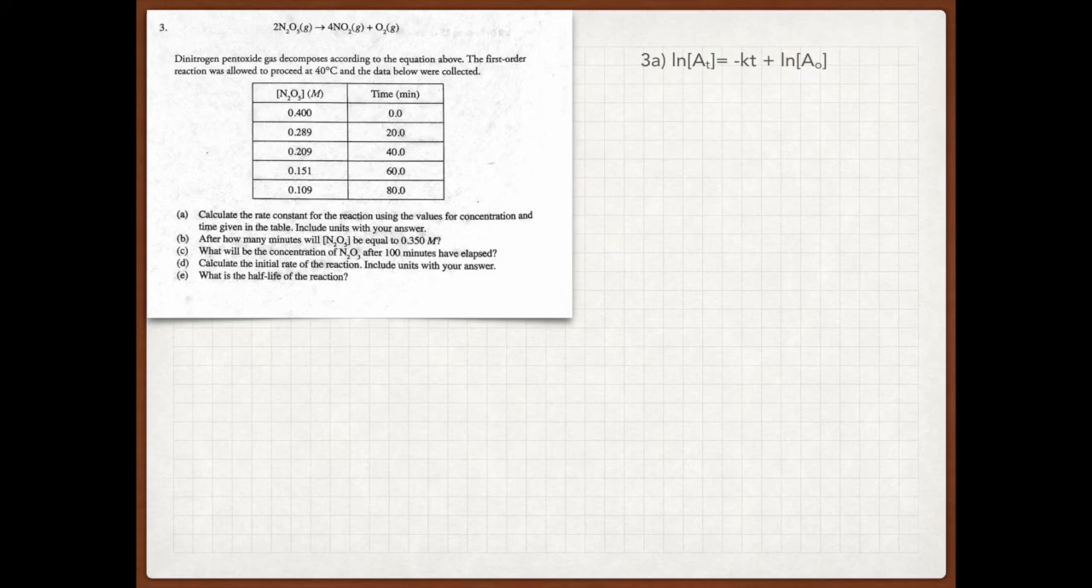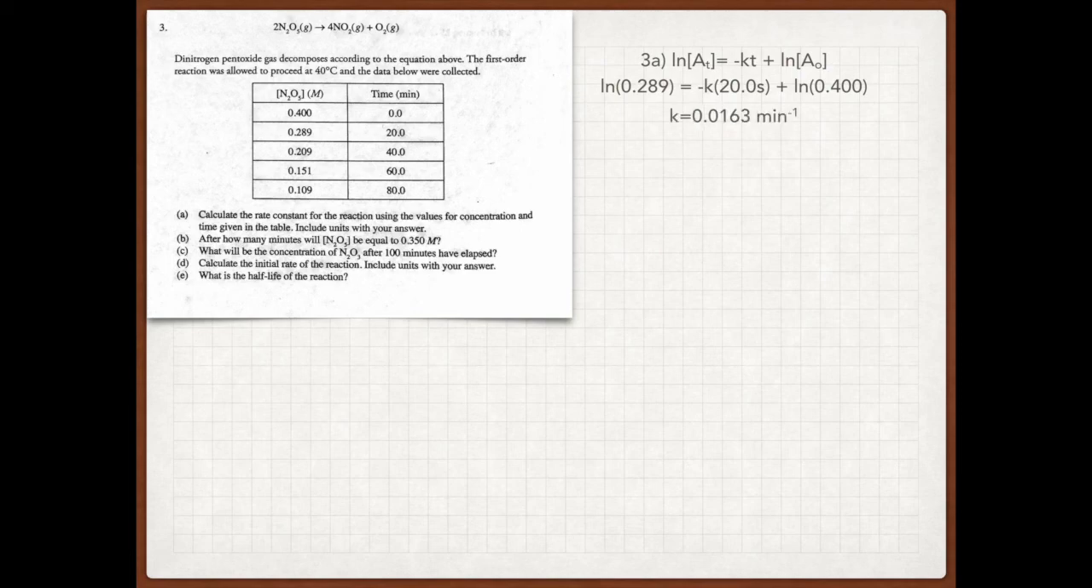Okay, and that's what I would recommend doing, because A naught really means where you start, and that's just going to make everything easier. So I don't know my k, that is what I'm trying to determine. I know my concentration of N2O5 at all these different times. So I just chose to go from time equals 0 to time equals 20 minutes because I thought that would be the easiest thing. So it would be ln of 0.289 equals negative k times, so it actually should be 20 minutes, not 20 seconds. Sorry about that. So times 20 minutes plus ln of my original concentration, which is 0.400.